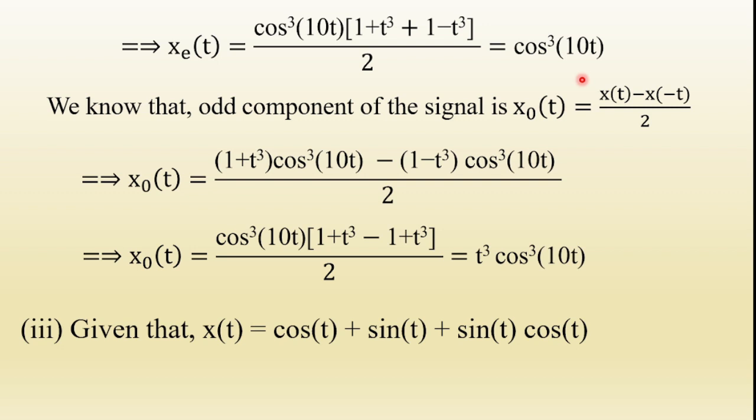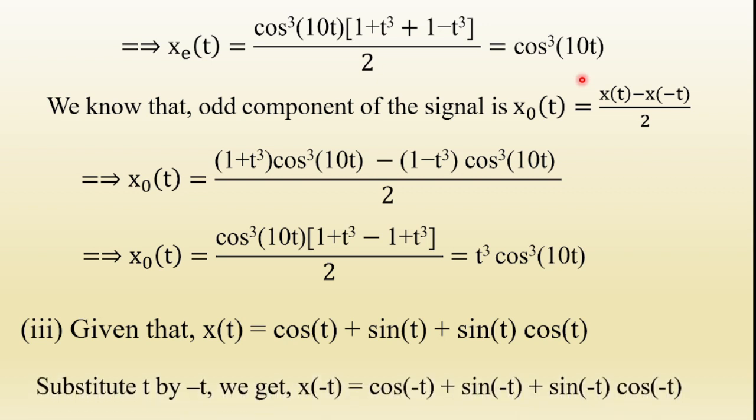And third bit, given that the signal x of t is cos t plus sin t plus sin t into cos t. First calculate the x of minus t value. In the given signal, small t is replaced by minus t. We get the x of minus t signal.